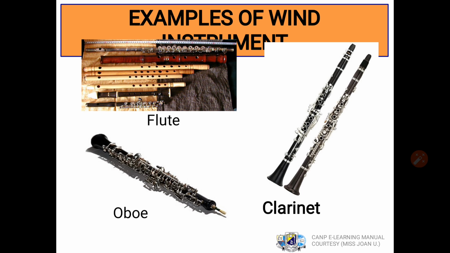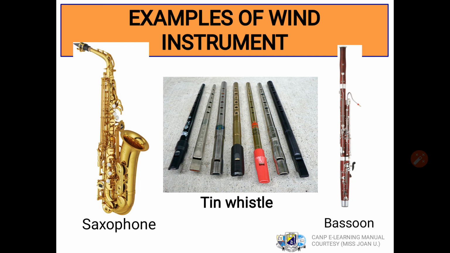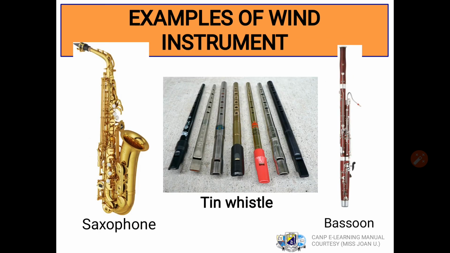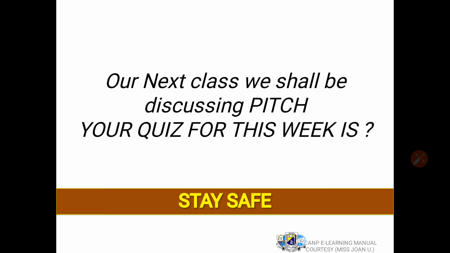Examples of a wind instrument. When we look at some examples of wind instruments, you can see there we have the flute, we have the oboe, we have the clarinet. All these are instruments you blow into. Of course, you have your saxophone, which is looking like a brass instrument, and then you have your bassoon, and then you have the tin whistle. All these are examples of what? Wind instruments. That brings us to the end of this class.